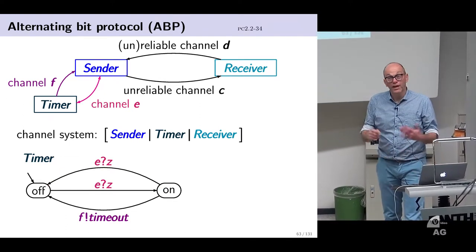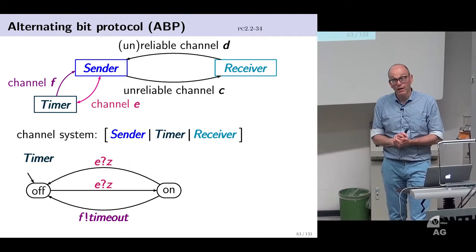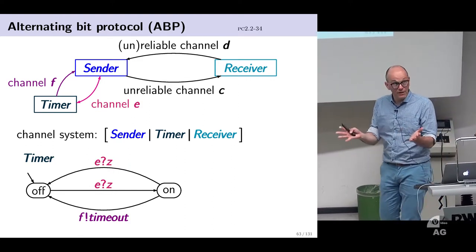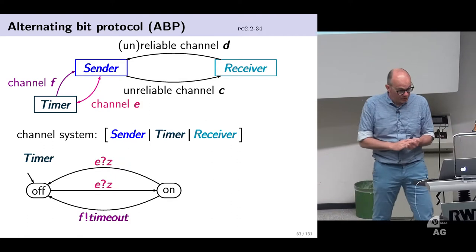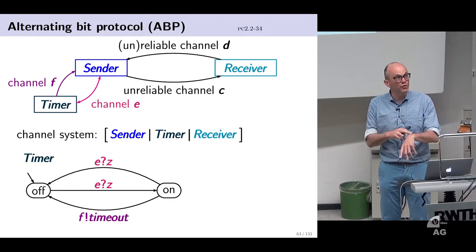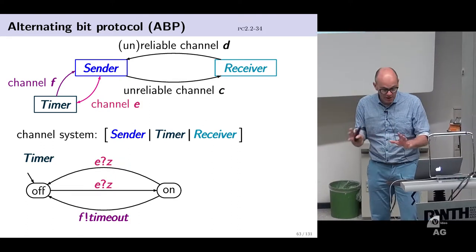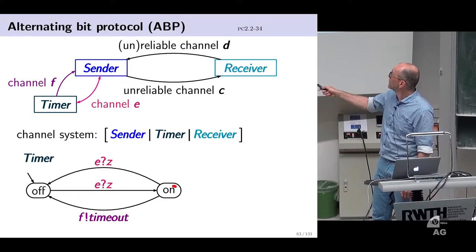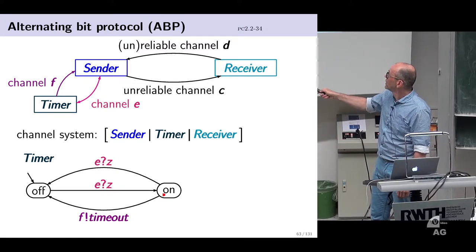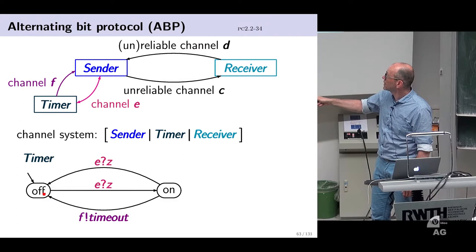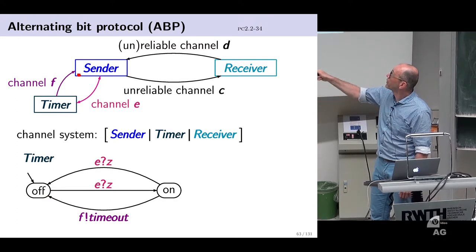Or the timer can spontaneously generate a timeout. Now, I'm not modeling in this model, because it's not equipped for doing this, to say that this happens after 20 seconds or after 2 hours. I just assume that non-deterministically in this on location, the timer spontaneously can send a timeout over channel F to the sender.